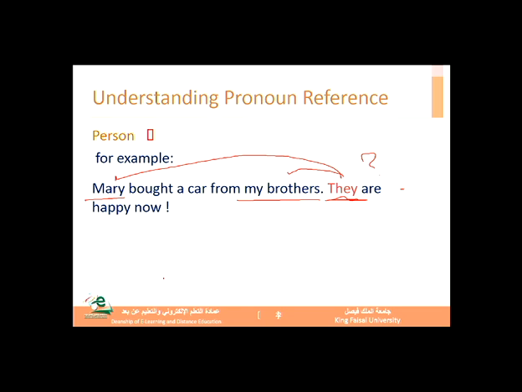Let's take this example. Here we have Mary bought a car from my brothers. Now this is plural, right? So this is agreement in number, basically. Mary is one. My brothers, plural. They is basically plural. So we know that this is the correct answer. This is incorrect. Why? Because this is singular and this is plural. This is plural. There is agreement. Right? So we know that they refers to my brothers. Okay?